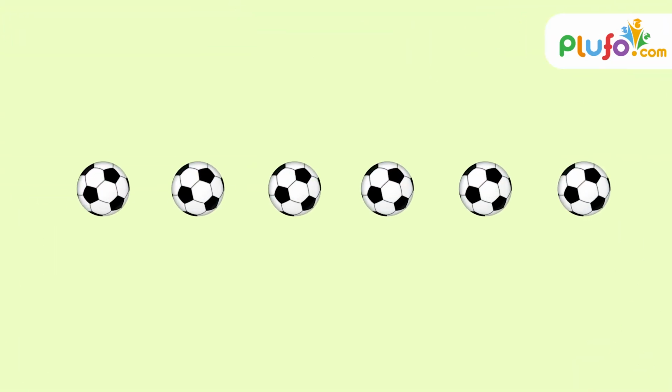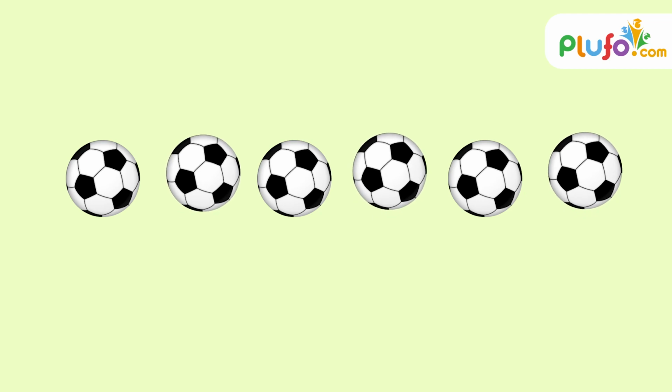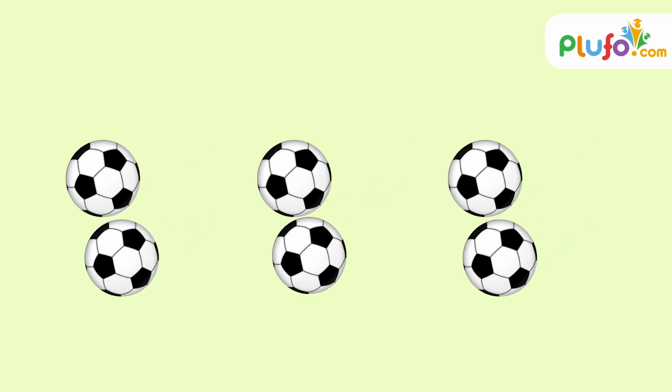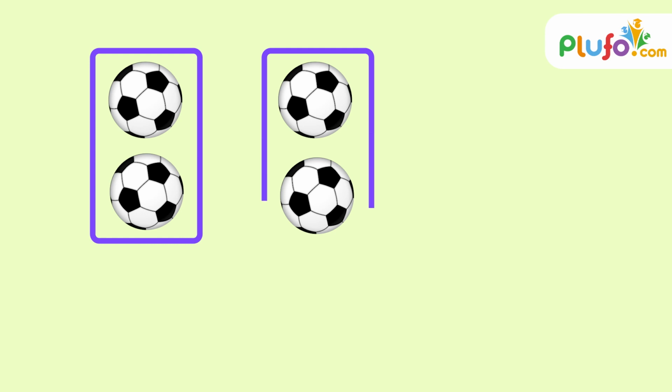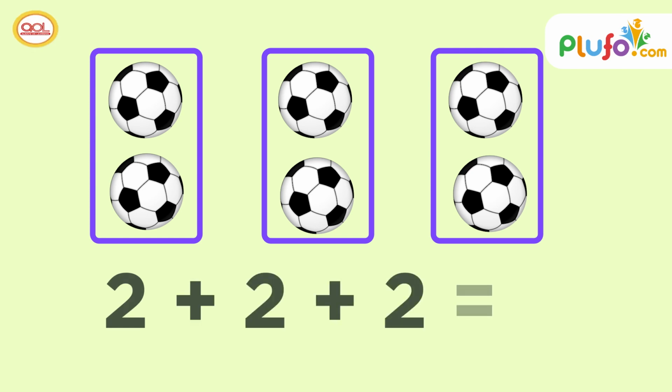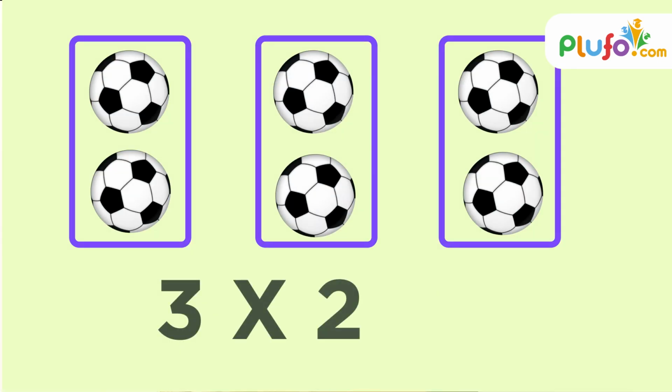Now I have 6 balls. I would like to arrange them in groups. See how I arrange. I am going to make 3 groups having 2 balls in each. So I have 2, 2 and 2. 2 is repeated 3 times. So I can write it as 2 plus 2 plus 2 is equal to 6. Now let me write in terms of multiplication. 3 into 2 is equal to 6. There are 3 groups, 2 in each. So I can write it as 3 into 2 is equal to 6.